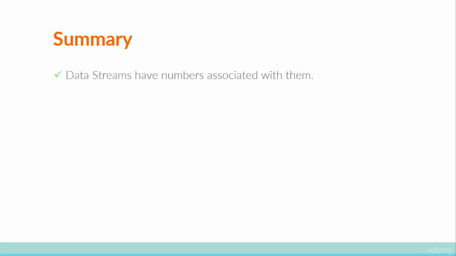But in summary, what you've seen in this video is, first of all, that data streams have numbers associated with them. Data stream number 0 is standard input, data stream number 1 is standard output, and data stream number 2 is standard error. You can use these numbers to access the specific data streams that you want for redirection. In this video, you've seen how to redirect standard output, data stream number 1, which is probably the one you will be using most of the time.